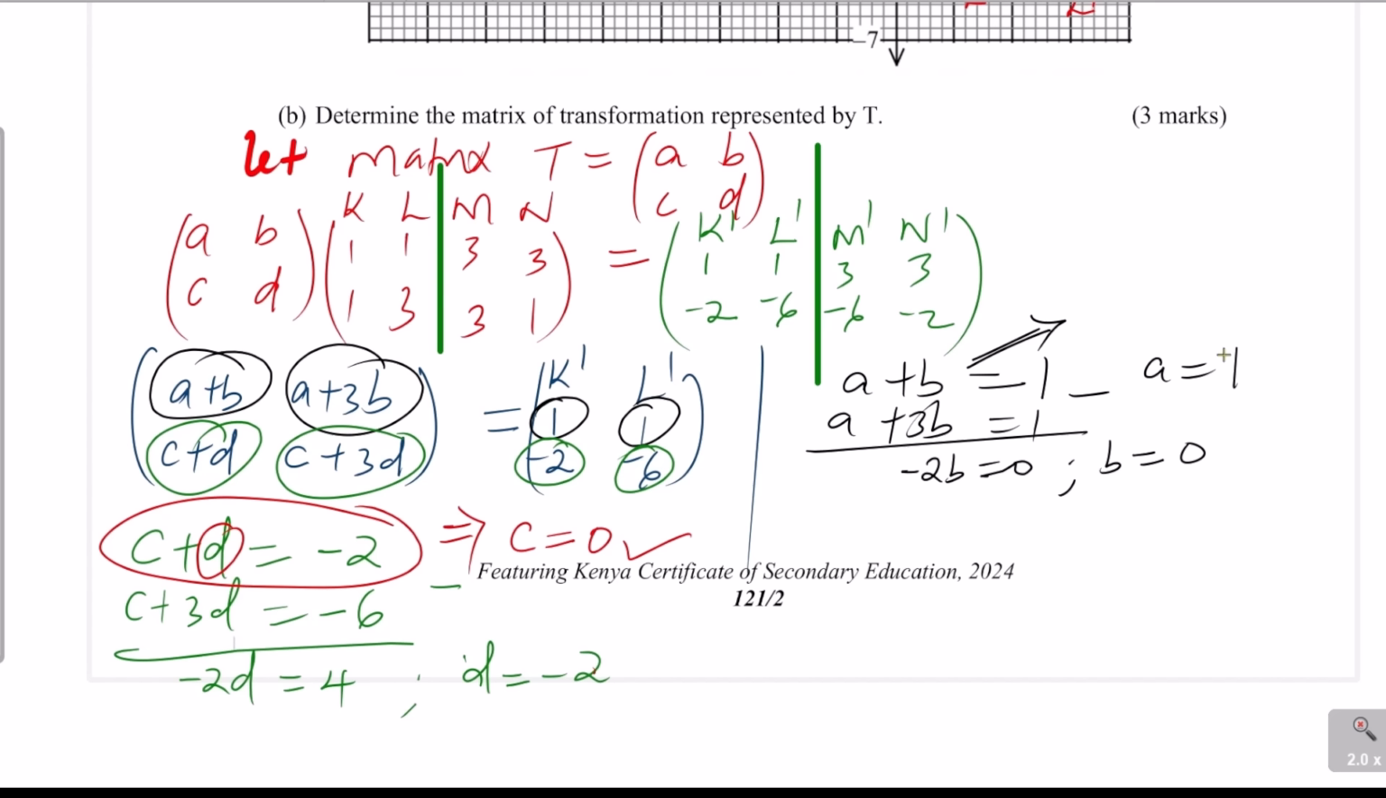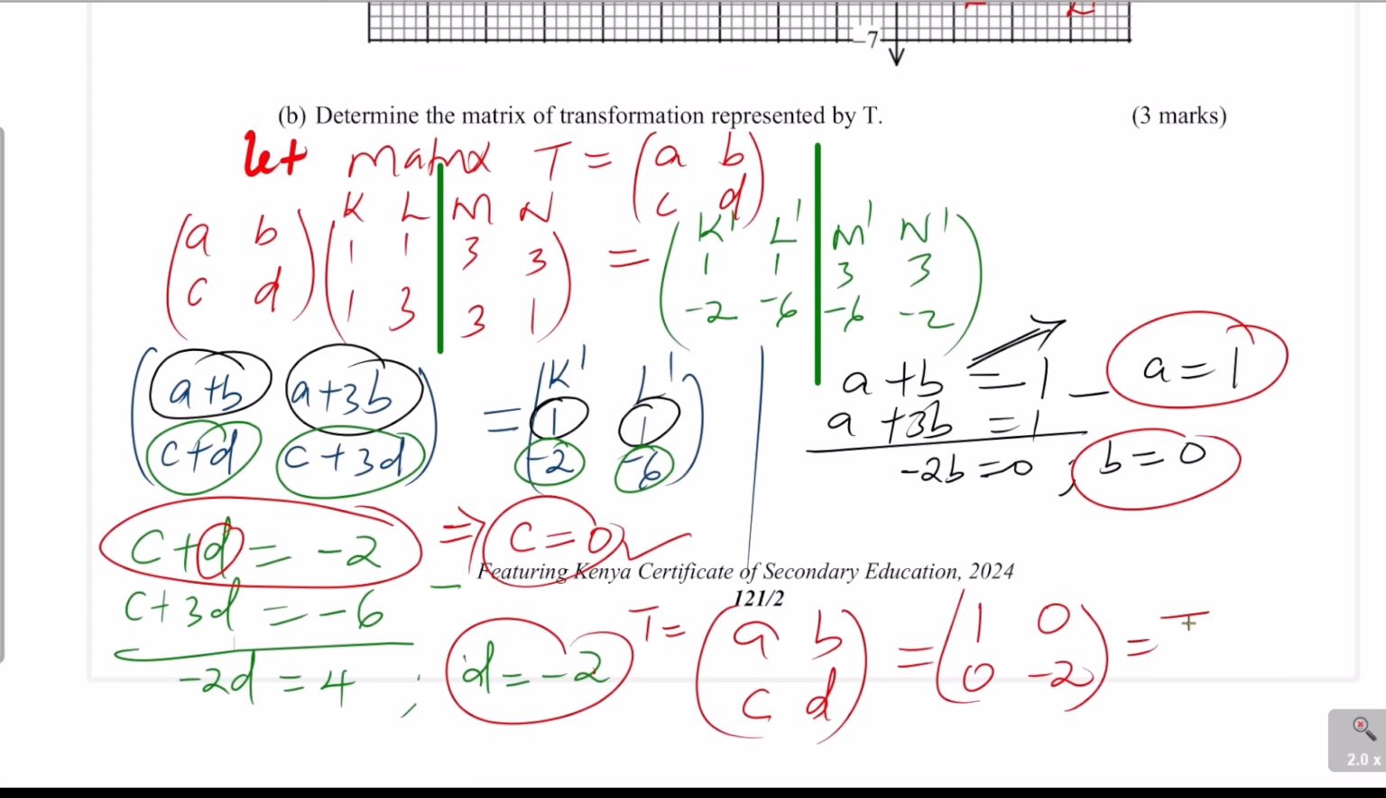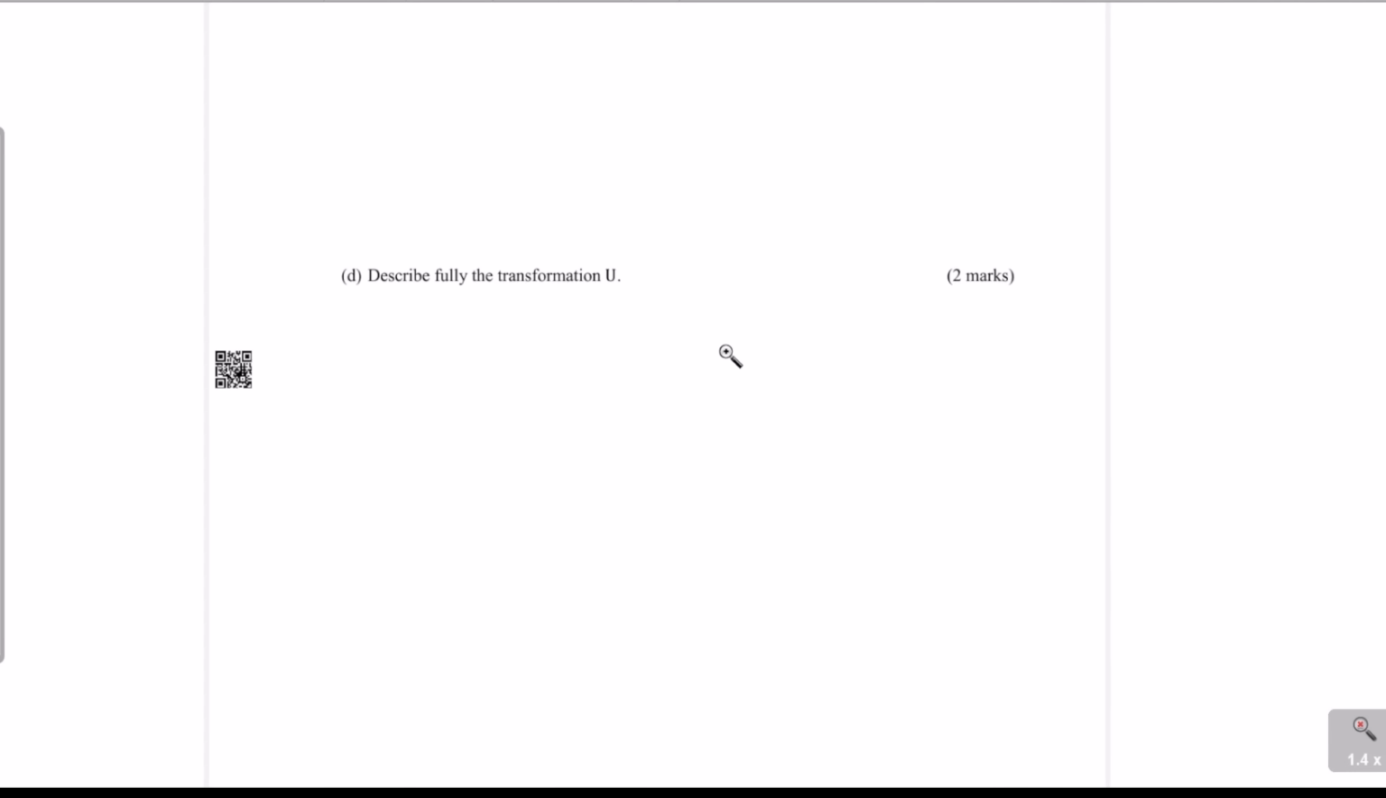Now you have A, B, C, and D. So A, B, C, D, which is the required matrix T, will be given by A is 1, B is 0, C is 0, and D is -2. So that is the matrix T that is required. That is how we do it. Now the next question is here.